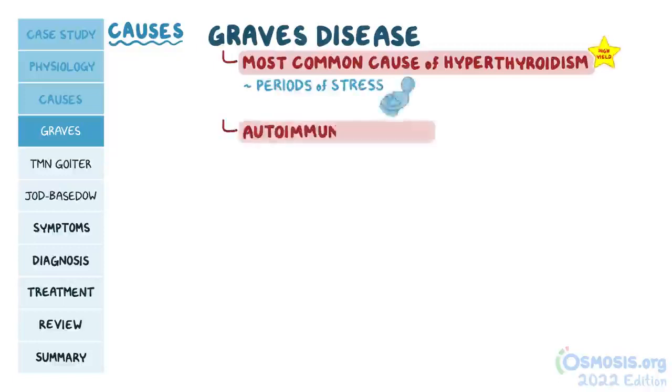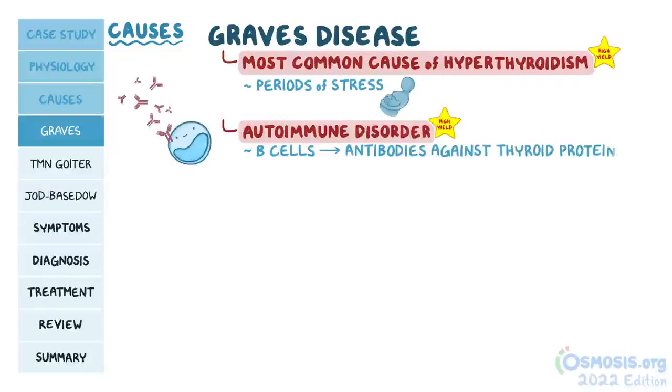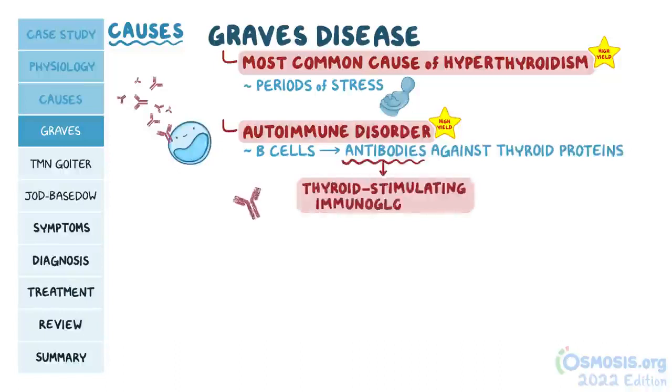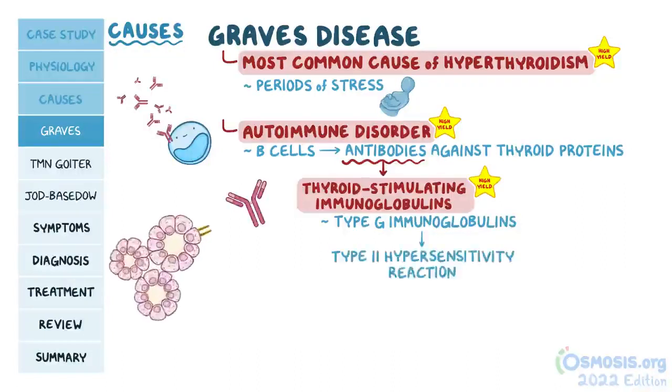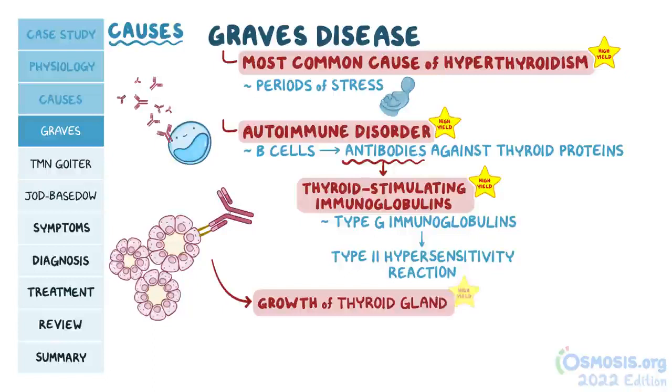This is an autoimmune disorder where B cells produce antibodies against several thyroid proteins. The most high-yield autoantibodies you need to remember are thyroid-stimulating immunoglobulins, which are a type of G immunoglobulins that produce a type 2 hypersensitivity reaction. They bind to the TSH receptor on follicular cells and imitate TSH. This results in growth of the thyroid gland and stimulates the follicular cells to produce excess thyroid hormone.